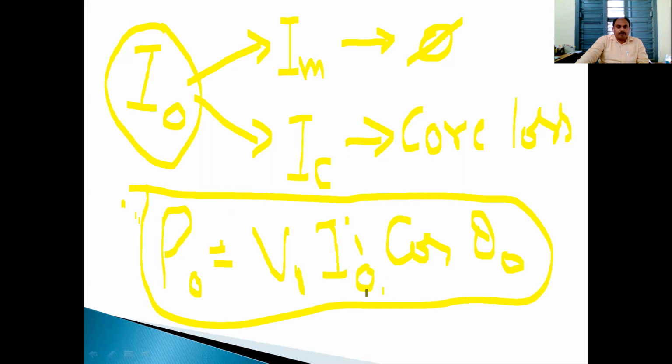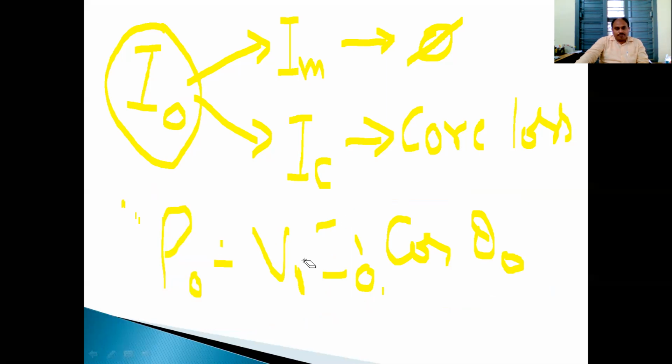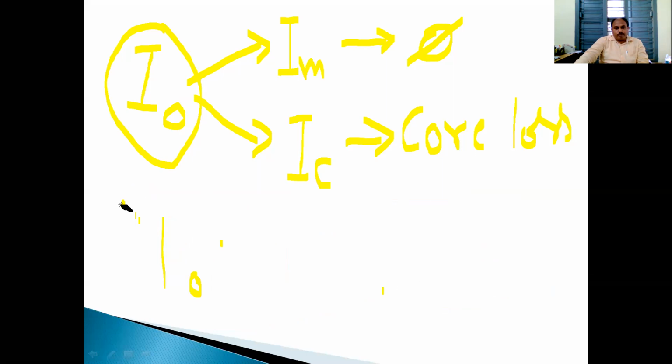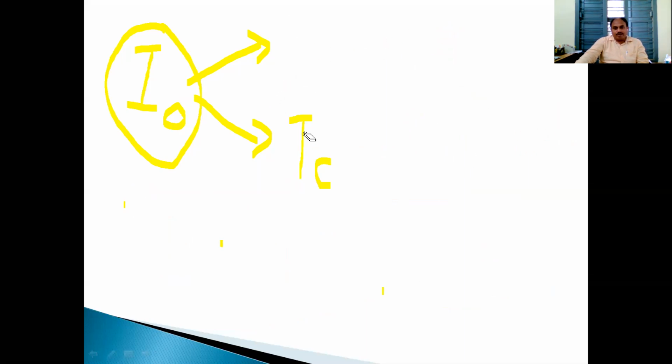Now I explain the phasor diagram for the transformer. We have two coils in a single phase transformer, primary coil and secondary coil. For practical windings, the two coils have some resistance and some reactance.